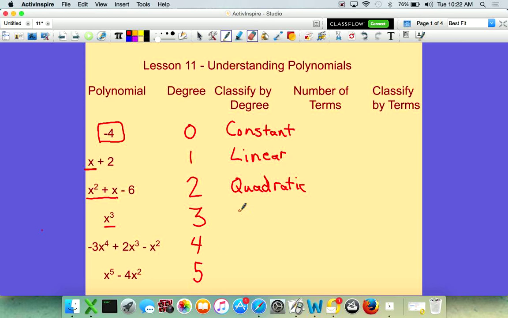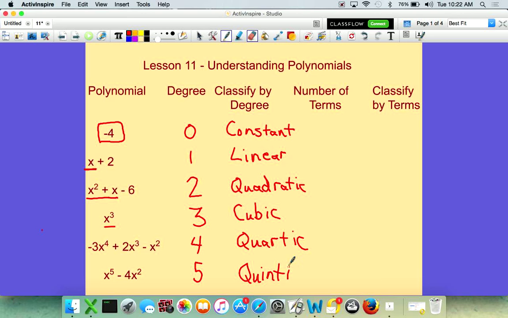X cubed, well, the cubed gives it away. It is a cubic. Our degree of 4 is a quartic. It's kind of like, if you're thinking about quarts, I believe there are 4 quarts in a gallon. Our next one is degree of 5, which is quintic.